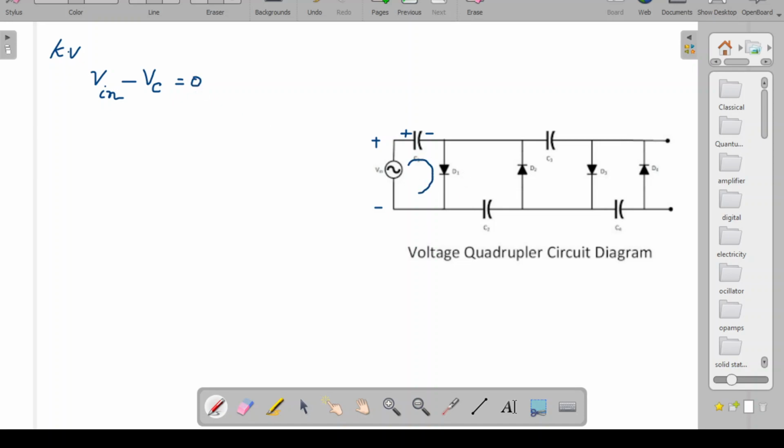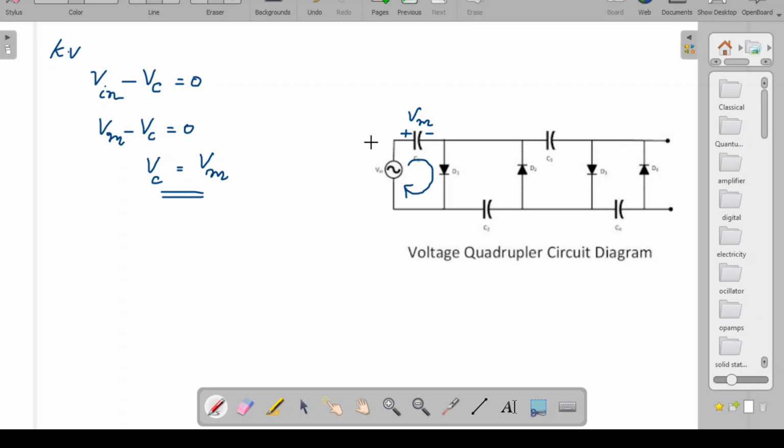So in this particular loop, we can say that the input voltage minus Vc should be equal to 0. But what is the maximum voltage of Vin? That is Vm, right? So I can write Vm minus Vc equal to 0, so Vc is equal to Vm. So what will be the voltage of this capacitor? The capacitor will get charged maximum to Vm. So I am writing it as Vm. Now coming to the next half cycle, that is the negative half cycle. In the positive half cycle, the capacitor got charged to Vm.